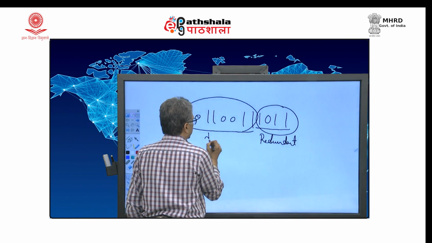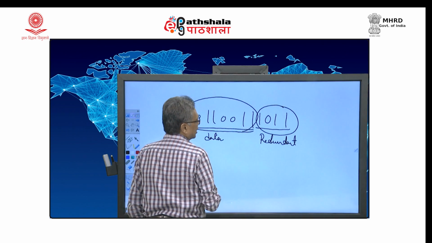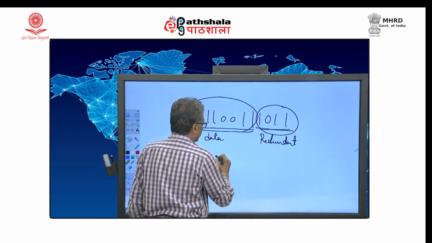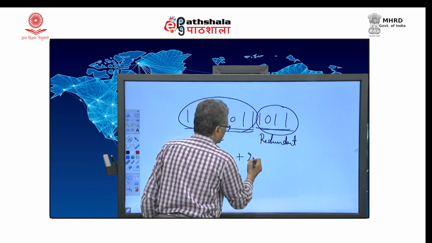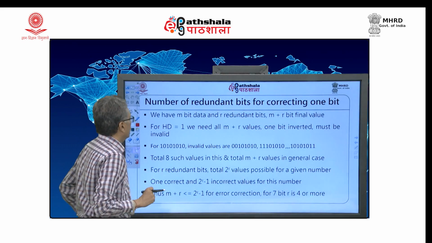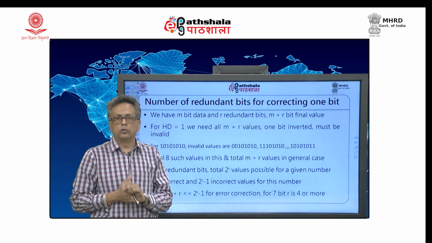This is actual data. Okay. So, the m is total number of data, r is total number of redundant bits, and the value that you send across is m plus r. So, we are just talking about that in this particular case. Okay. So, m plus r bit final value is sent to the receiver.